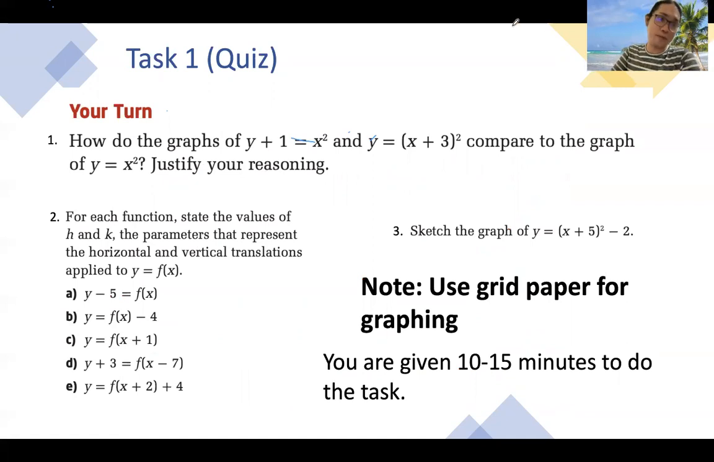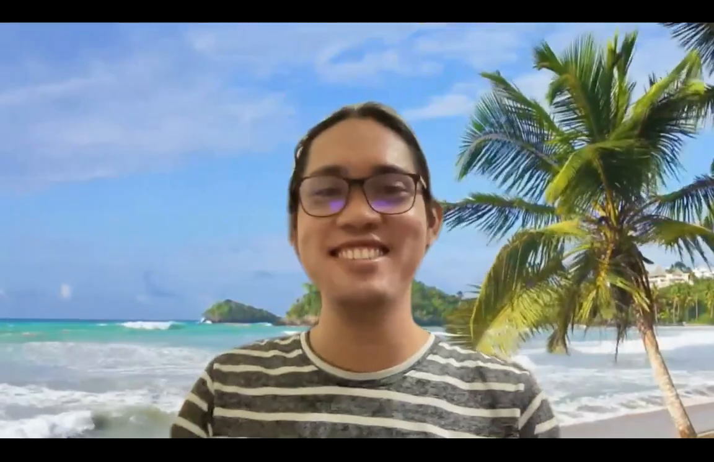That's all for transformations. Again, we are just in part one of transformation, the vertical and horizontal translations. Always remember that math will not make your brain complicated, but it will make complicated things simple. Okay, so have a great day, everyone. That's all.